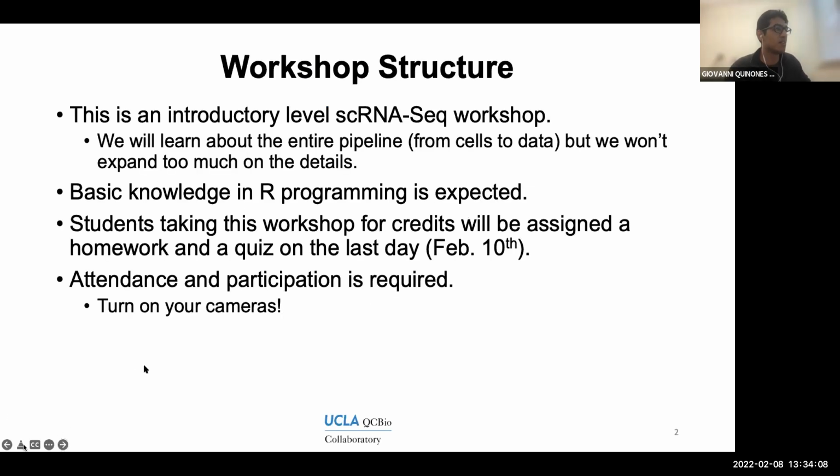I wanted to go a little bit over the structure of this workshop. First of all, it's worth highlighting that this is an introductory level course on single cell RNA sequencing data, which means that I'll try to cover as much of the pipeline as possible, as much of every single step and everything that goes into obtaining this data, analyzing it, and then making some meaningful biological observations.